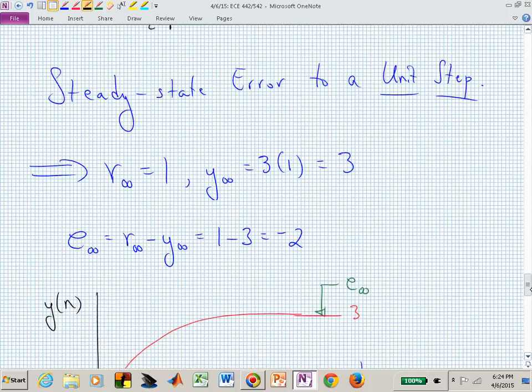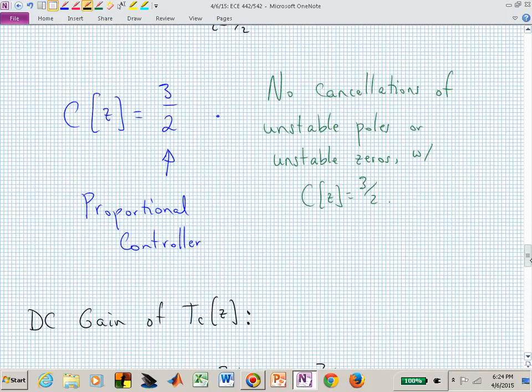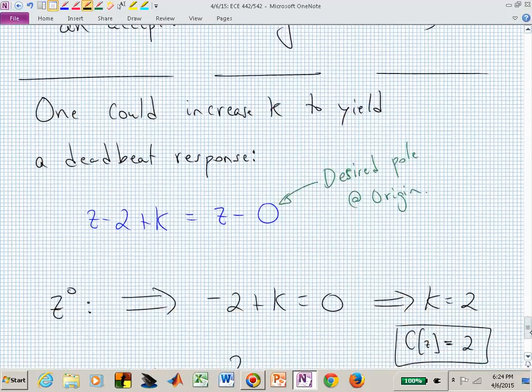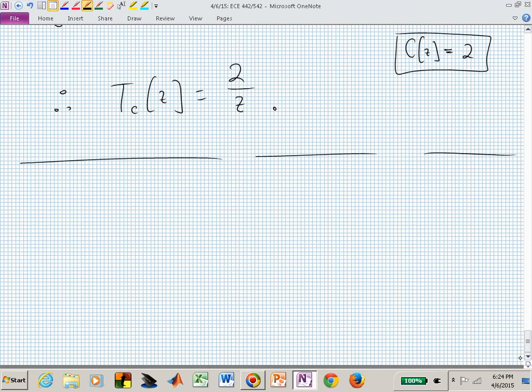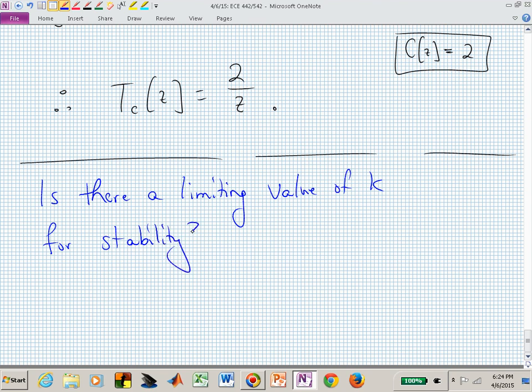We found c equal to 3/2 was okay for whatever reason. It stabilized our system. C equal to 2 was okay. It gave us a deadbeat response. Now let's look at all the different possibilities. Is there a limiting value of k for stability?